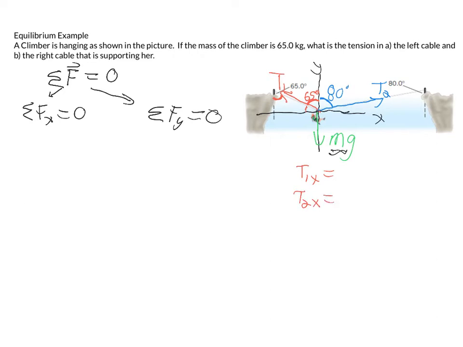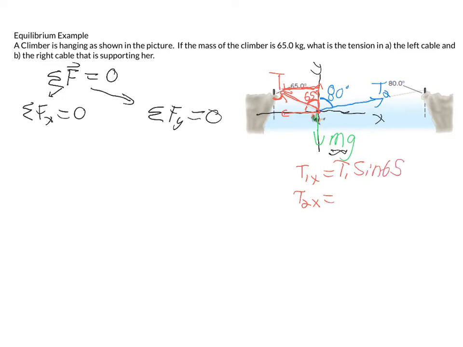Well, we can do it in variable form. If we look at T1, for example, it's going to have an x component and a y component in the vertical direction. If we made a little triangle, we could observe that the x component, Tx, is the opposite side of our little triangle there. So the x component would be T1, its opposite, so T1 sine of 65.